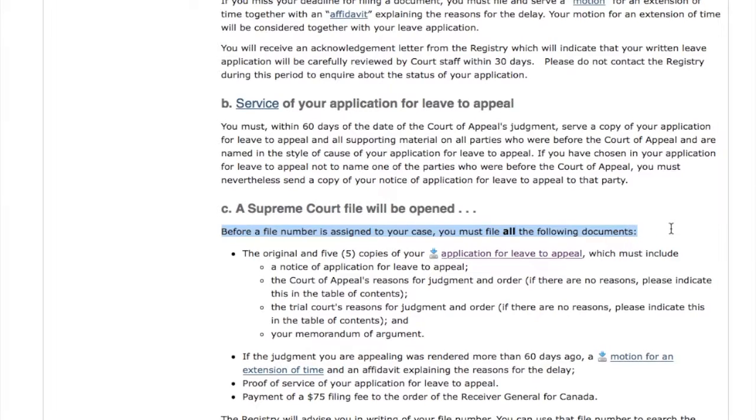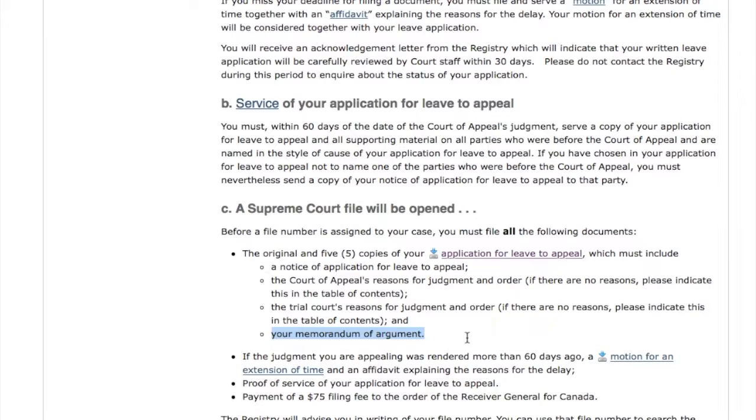Once you serve, then you have to file all that within the 60 days. And then when you file, that's where the original and 5 copies comes in. That has to be sent to the court, the Supreme Court. So this is all stuff that has to be filed: your notice of application for leave to appeal, the Court of Appeal's reasons for judgment and the order, and the trial court's reasons for judgment and order, and your Memorandum of Argument.